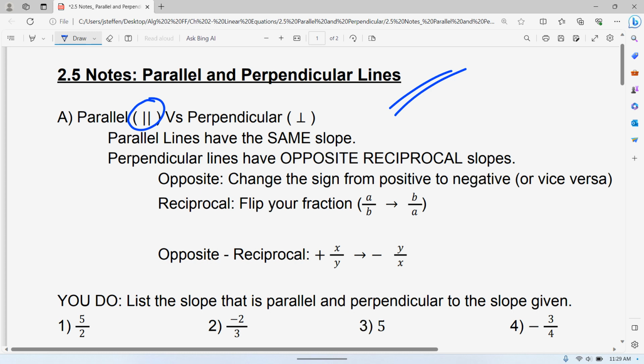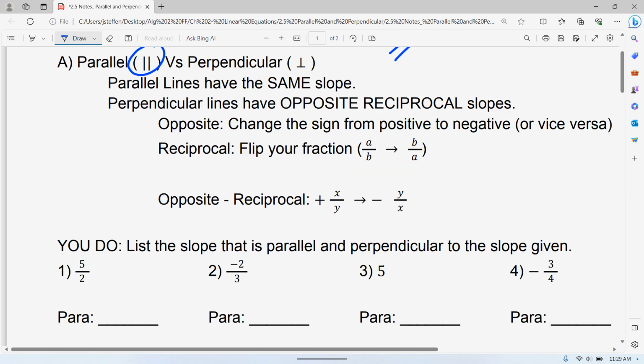So if I tell you to do both, the opposite and the reciprocal, the opposite is going from positive to negative, or vice versa, and the reciprocal is flipping them. To be perpendicular, it's got to be both of those. If it's just the reciprocal and not the opposite, it's not perpendicular. If it's just the opposite and not the reciprocal, not perpendicular. So make sure you're looking at those.